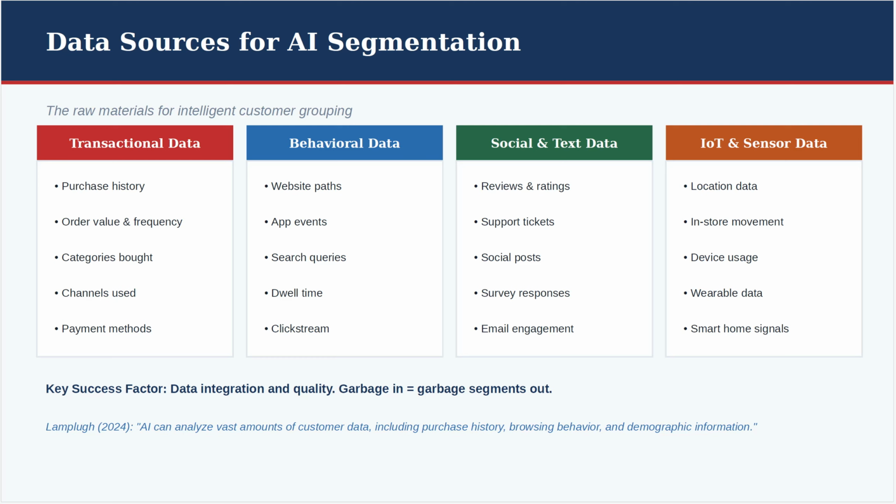And the last one is IoT and sensor data. Where customers are, what they do physically: location, like a frequent coffee shop near work versus home; in store, which aisle they visit; device usage, which devices and which apps they are using. For instance, Starbucks knows from mobile data that you order a latte at 7:30 a.m. They can suggest it proactively.